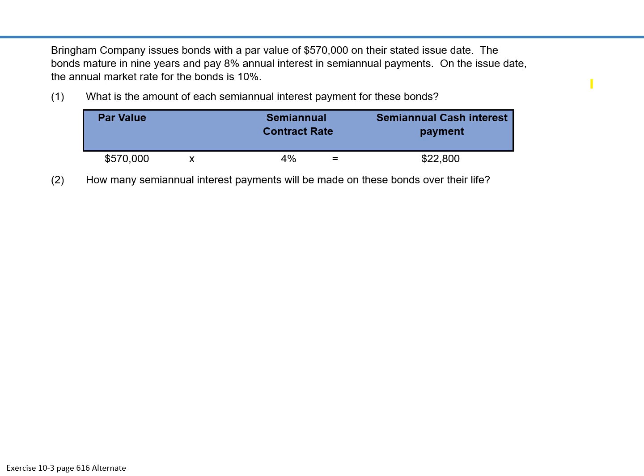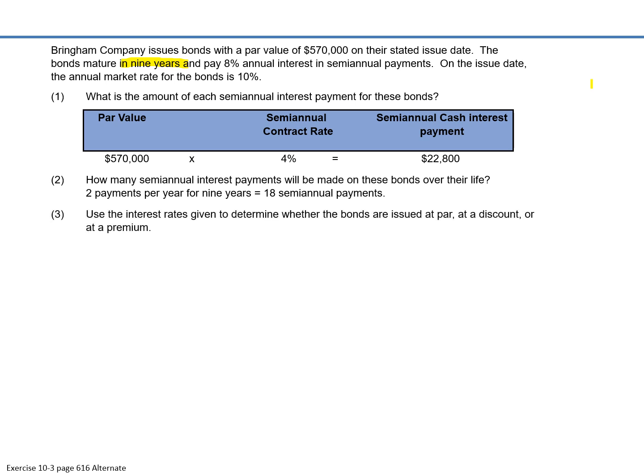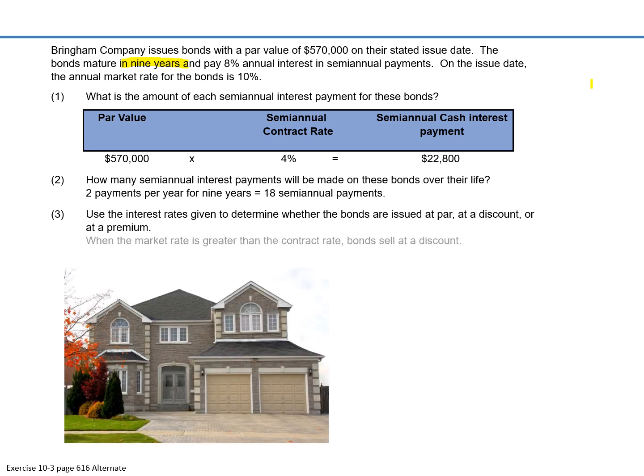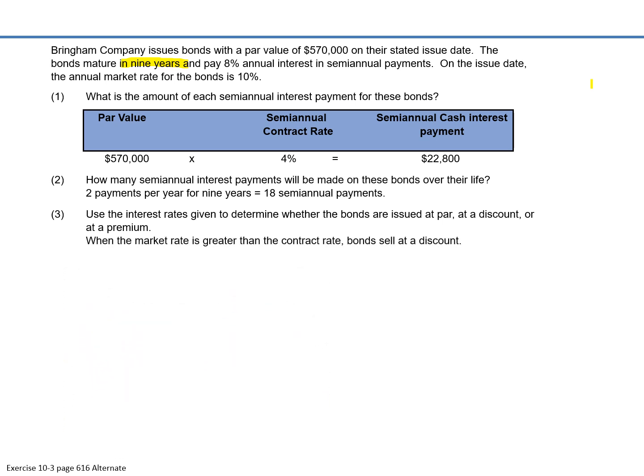How many semi-annual interest payments will be made on the bonds over their life? Well, it's a 9-year bond. We have semi-annual payments, so that means they're paid twice a year. So you have 18 total payments. Is it sold at a premium or a discount? Well, if the contract rate's 8% and the market rate's 10%, it's looking like it's selling at a discount, right?